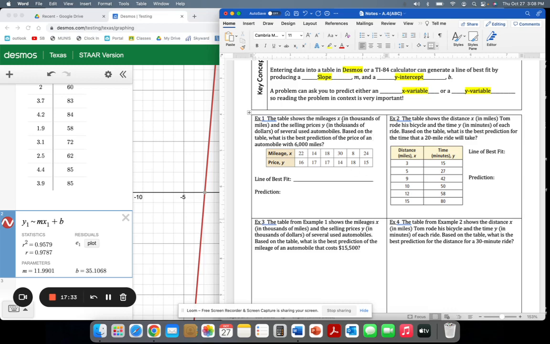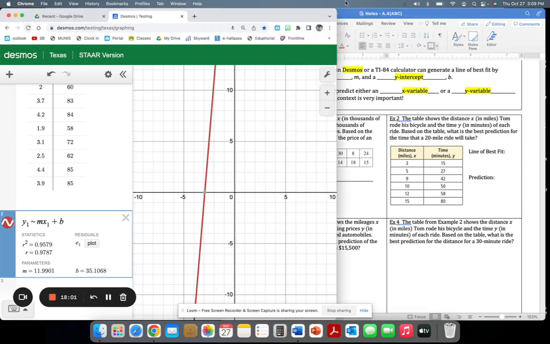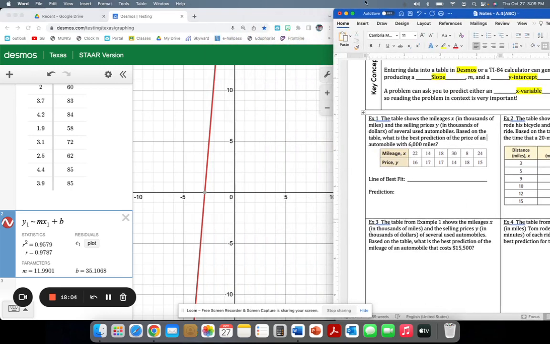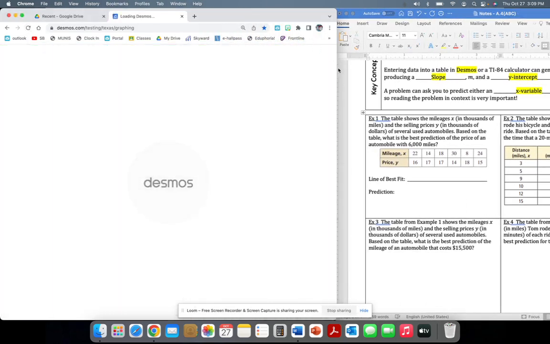The table shows the mileage X in thousands of miles and selling price Y in thousands of dollars of several used automobiles. Based on the table, what is the best prediction of the price of an automobile with 6,000 miles? Your first clue word over there was best prediction. This means that I am going to use my Desmos calculator. So first thing I'm going to do is refresh my Desmos calculator so I have a brand new screen.